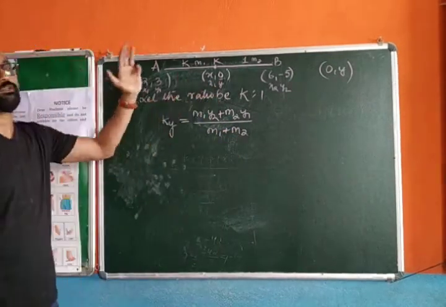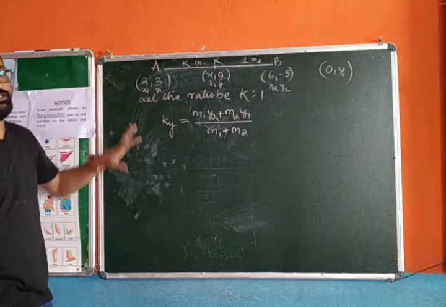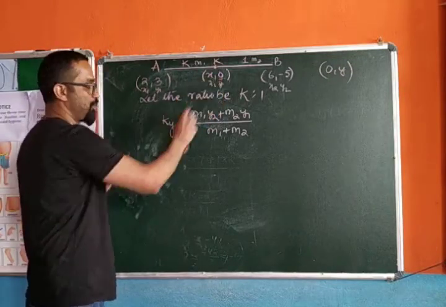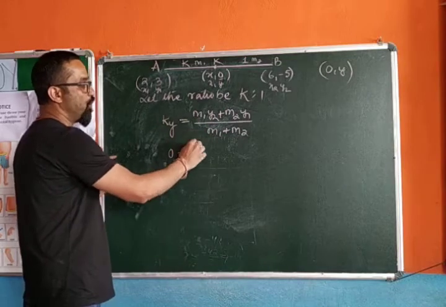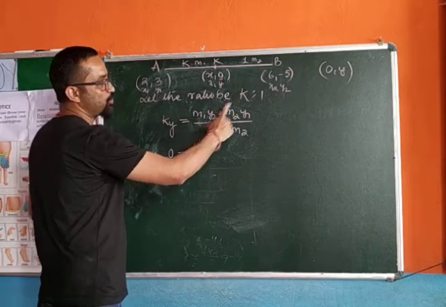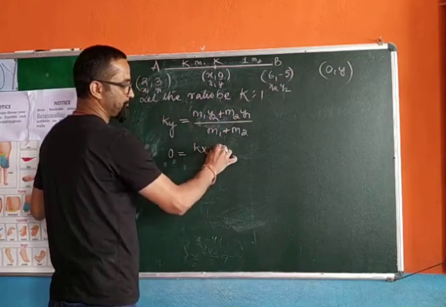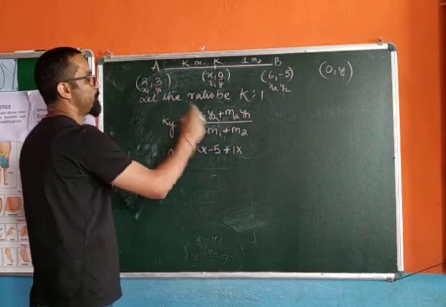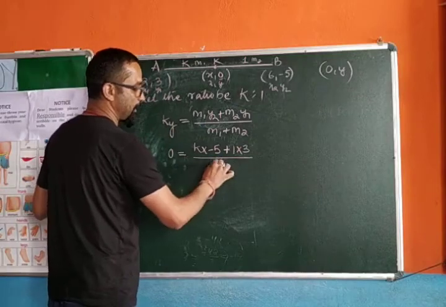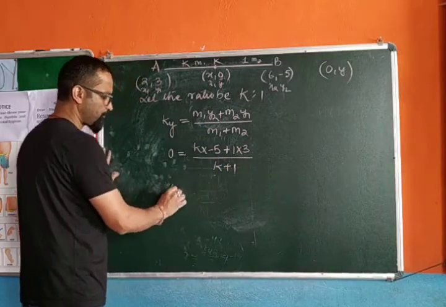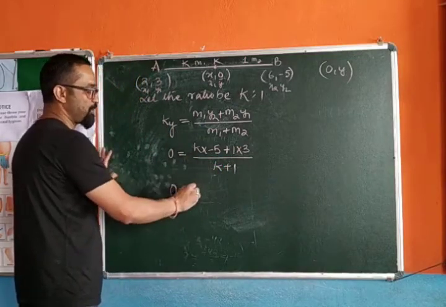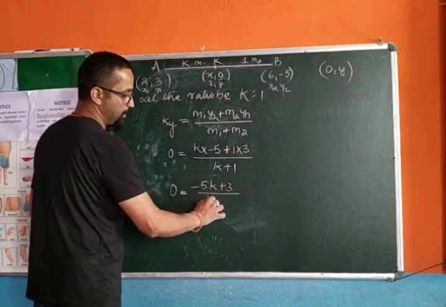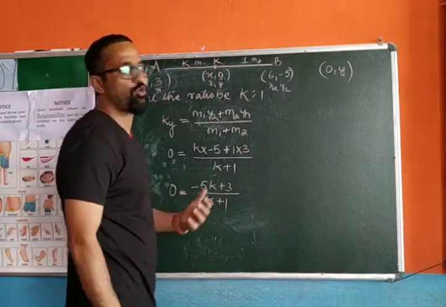Substitute looking at the arrangement. Ky is 0, m1 is k, y2 we have minus 5, m2 is 1, y1 is 3, divided by k plus 1. 0 equals minus 5k plus 3 divided by k plus 1. Cross multiply.